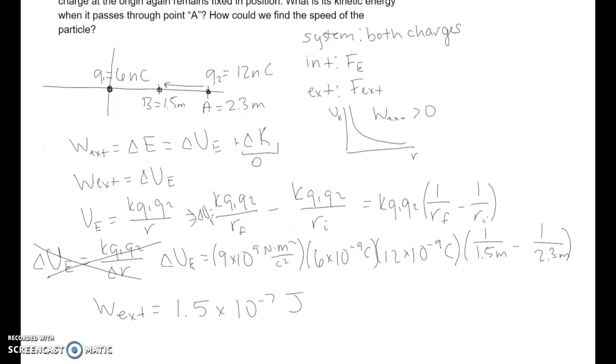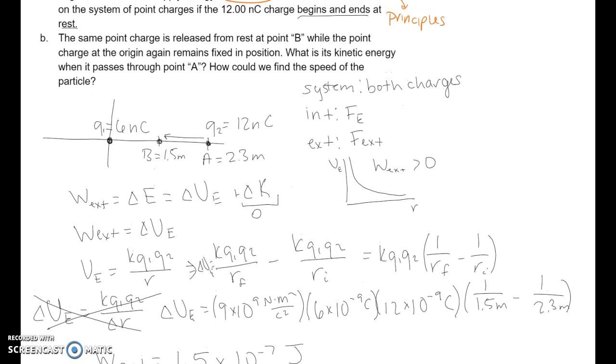All right, so let's look at part B. Part B states that the same point charge is released from rest at point B. So now it starts at point B, while the charge at the origin, again, remains at a fixed position. What is the kinetic energy when it passes through point A, and how could we find the speed of the particle?